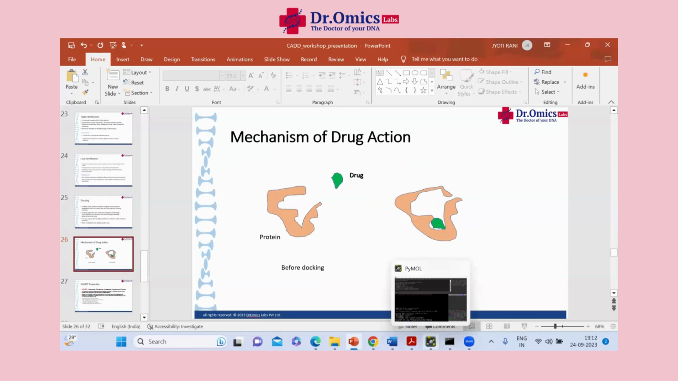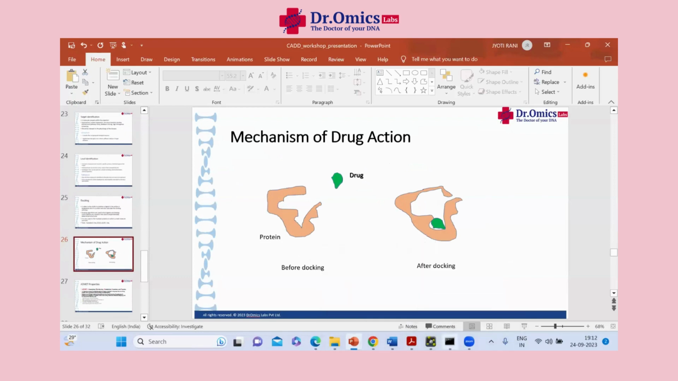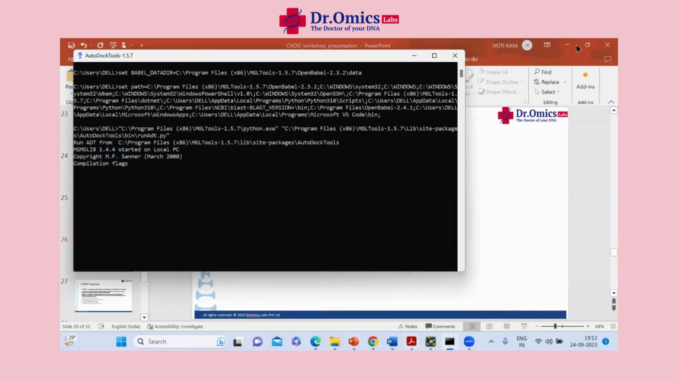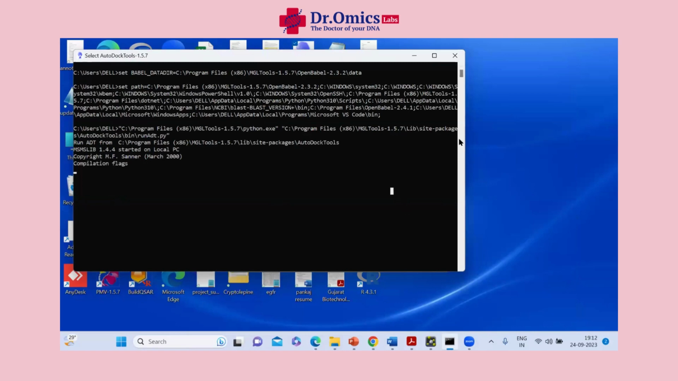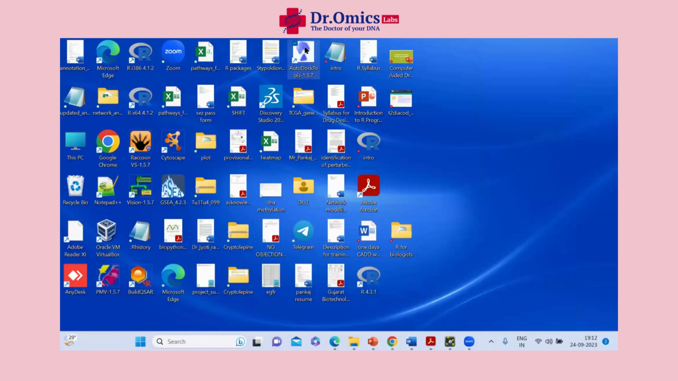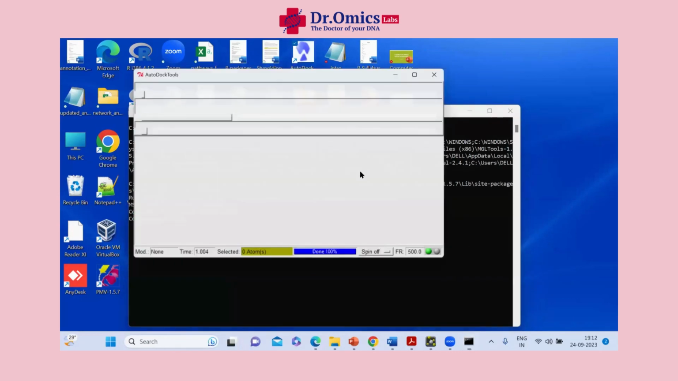I will show you the AutoDock Vina tool. This is your AutoDock tool. This is called the ADT tools basically. Okay. So what happens? The protein you have to.